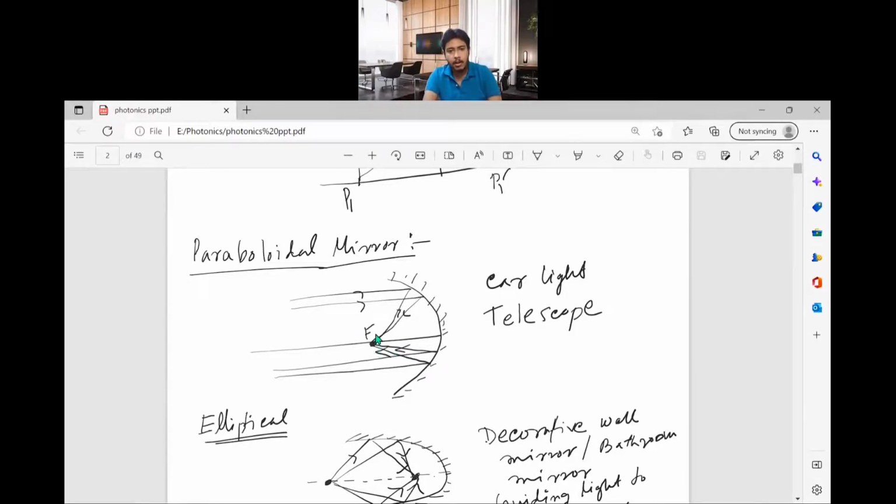Now, if you place a light source here, it will be reflected through this mirror, and you will get parallel light. So these are the two properties of the parabolic mirror. It can be used as a car light, so you can generate parallel light from the car, and it is also used in telescopes for focusing the light so you can see the image.